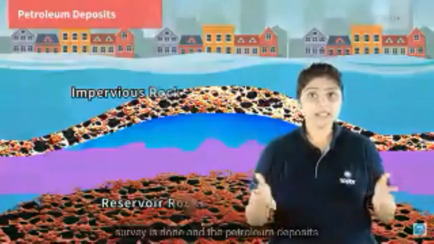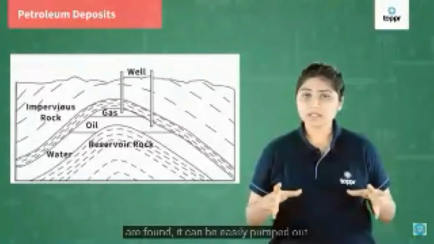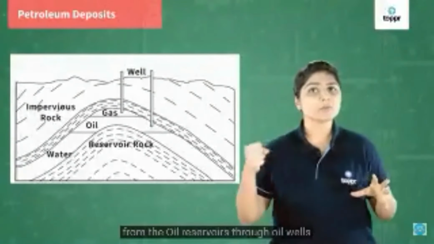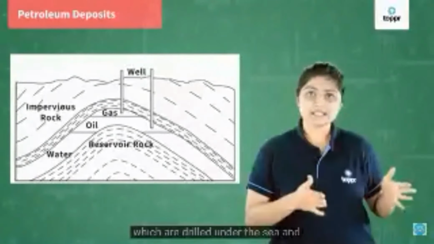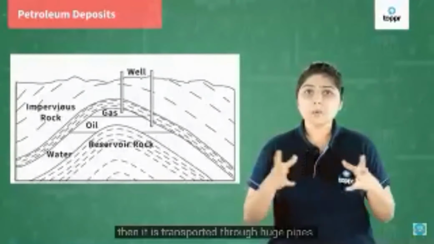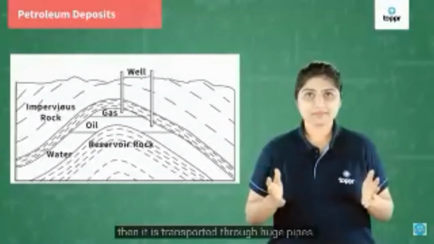Once the survey is done and the petroleum deposits are found, it can be easily pumped out from the oil reservoirs through oil wells which are drilled under the sea. And then it is transported through huge pipes.